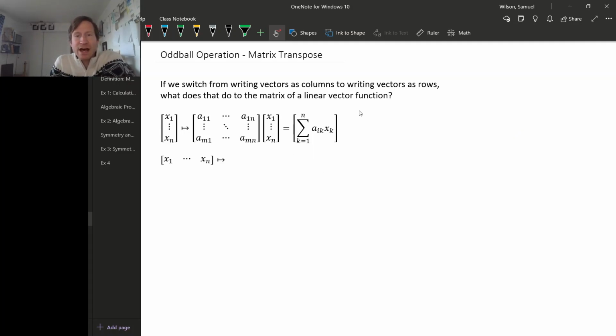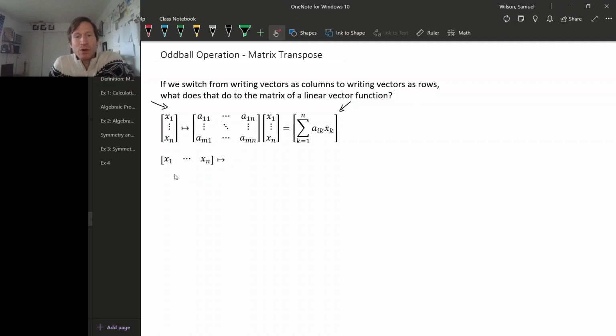So here I have a linear vector function that works on column vectors. It takes the column vector x1 through xn and multiplies it by this matrix, which is representing a linear vector function, and gives us this new column vector.